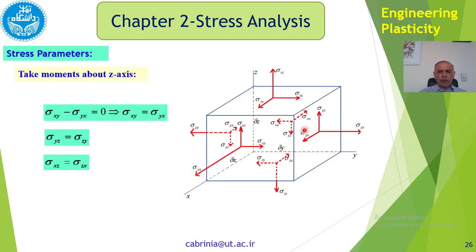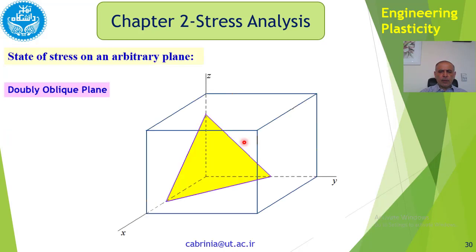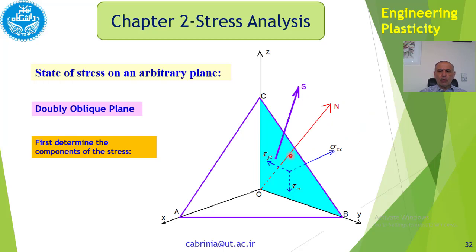I just want to show you. See, these are the faces of the cube. Now I have drawn this triangle in here. So on this face of the triangle I have these components. On this face of the triangle I have that, and on that face I have this. So that's why I have put here these components. These are the components that we showed on the cube. And this is a general state of stress.